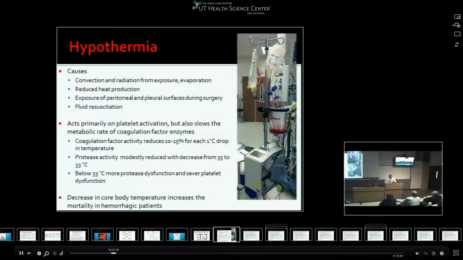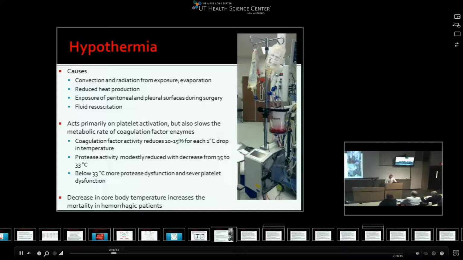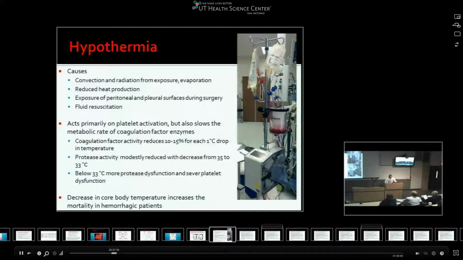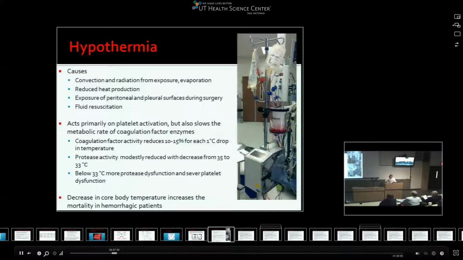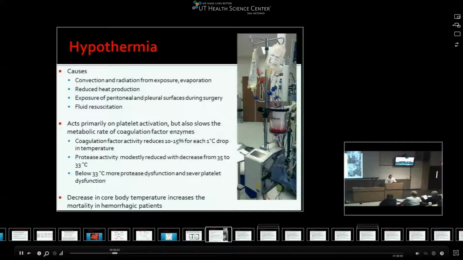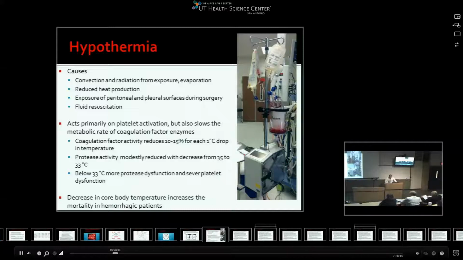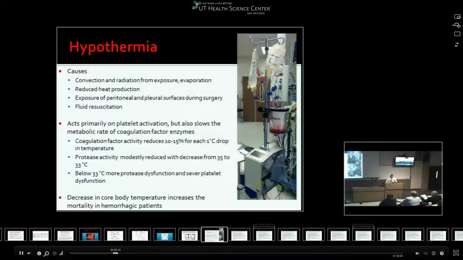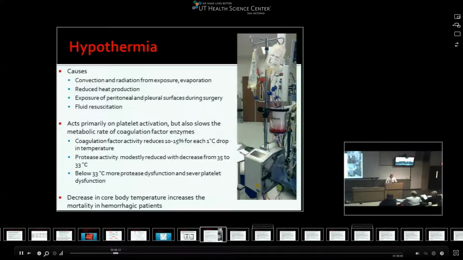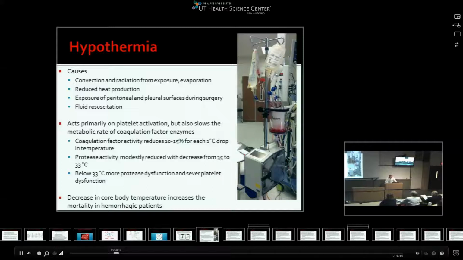Hypothermia is caused by convection and radiation from exposure, which occurs at the scene or in the resuscitation bay, evaporation if the patient has wet clothes, reduced heat production, exposure of peritoneal and pleural surfaces during surgery, and fluid resuscitation. The effect of hypothermia acts primarily on platelet activation, but also slows the metabolic rate of coagulation factor enzymes. Coagulation factor activity reduces 10 to 15% for each degree drop in temperature, and the decrease in core body temperature increases mortality in hemorrhagic patients.